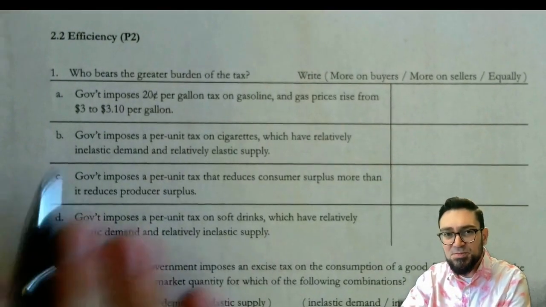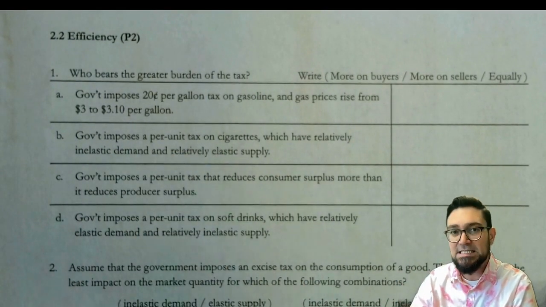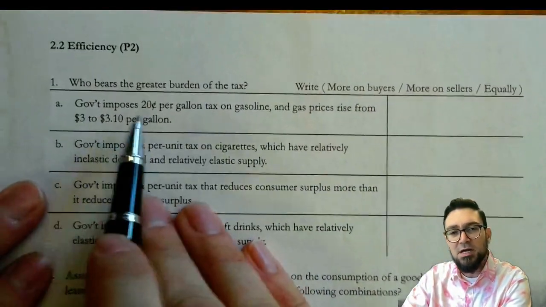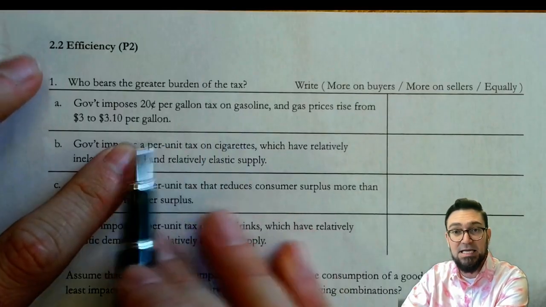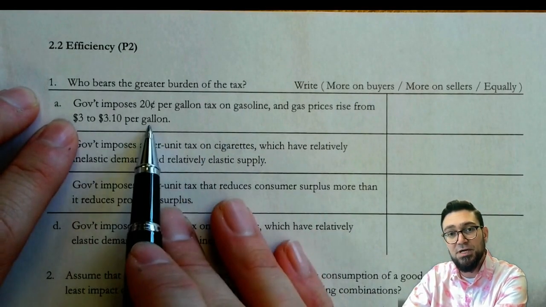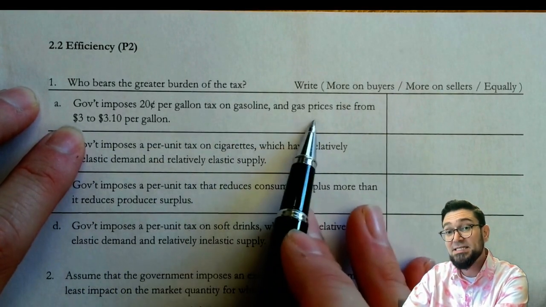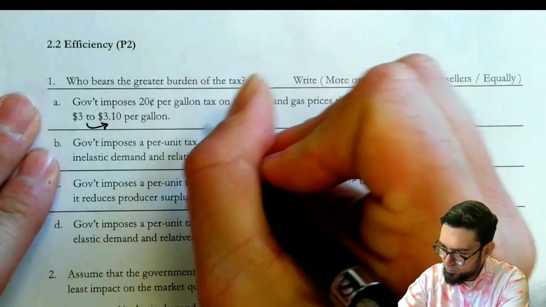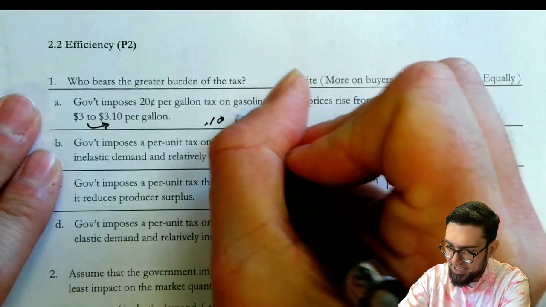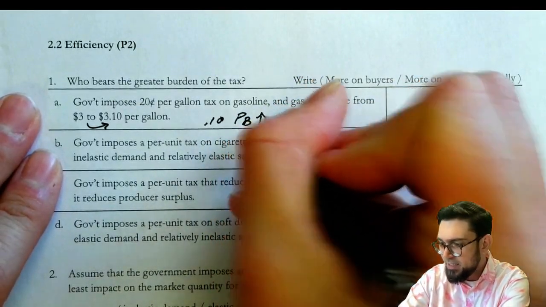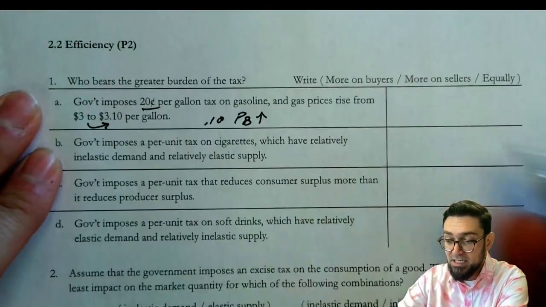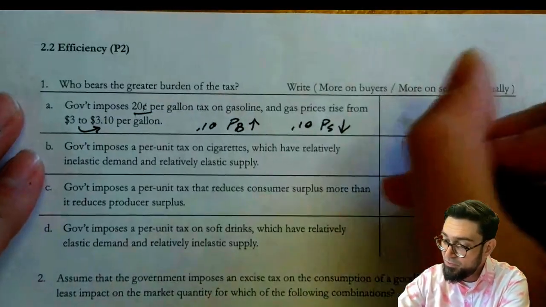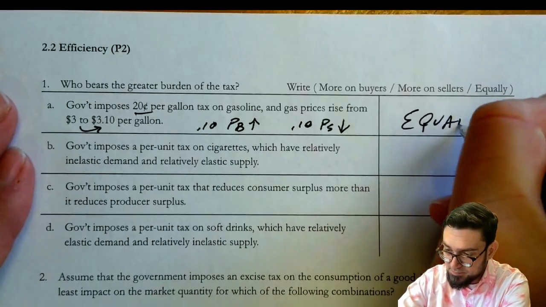Okay, so this first portion is just asking us about tax incidence, who pays the greater burden, and we're going to write more on the buyers, more on the sellers, or equal. The government imposes a 20-cent tax on gas, and the price rises from $3 to $3.10. That's the price that the consumer pays. Now, if I know that the consumer price went up by 10 cents, the price the buyer paid, and I know that the tax was 20 cents, then I know that the other 10 cents was the seller price going down. So it's going to be an equal tax.